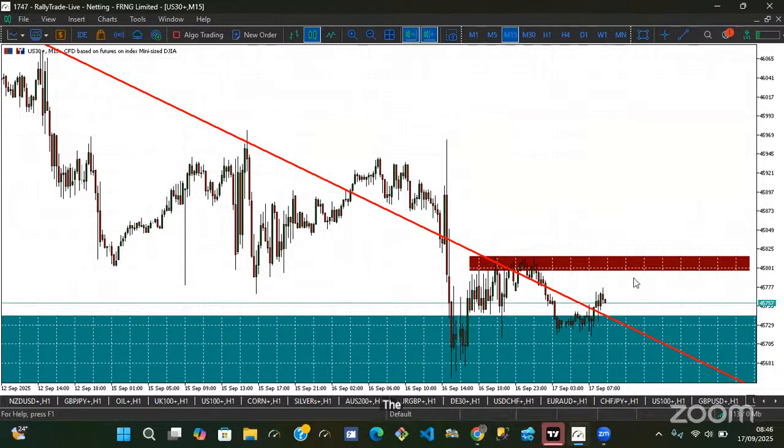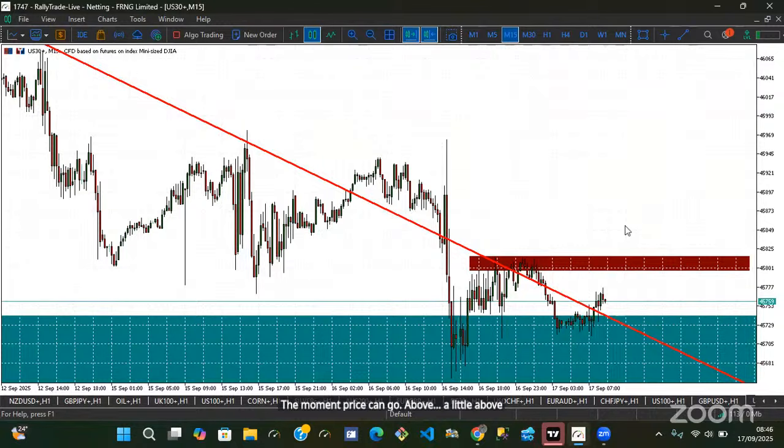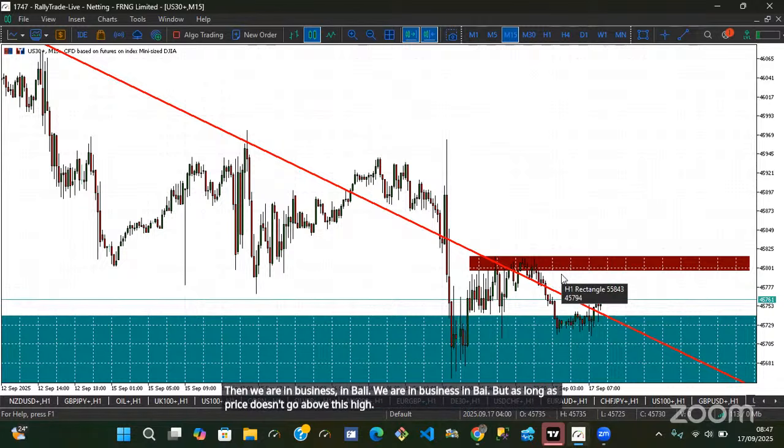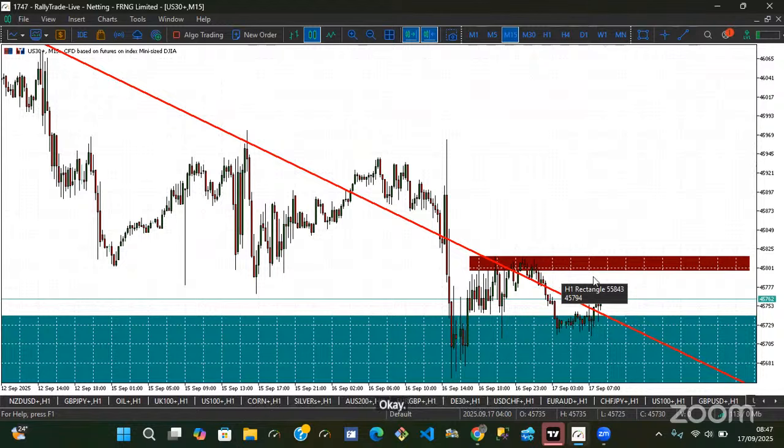The moment price can go a little above this high and break it, then we are in business in buy. But as long as price doesn't go above this high, we are still going to be selling. If price doesn't go above that high, we're still going to be selling. So we need price to go above this particular high.